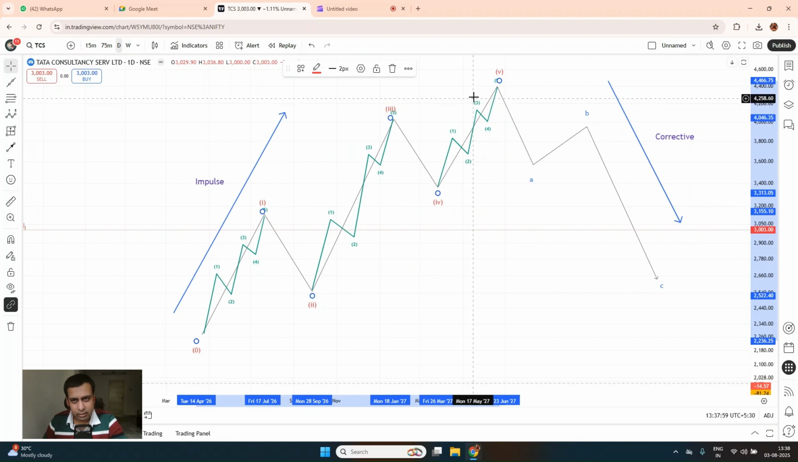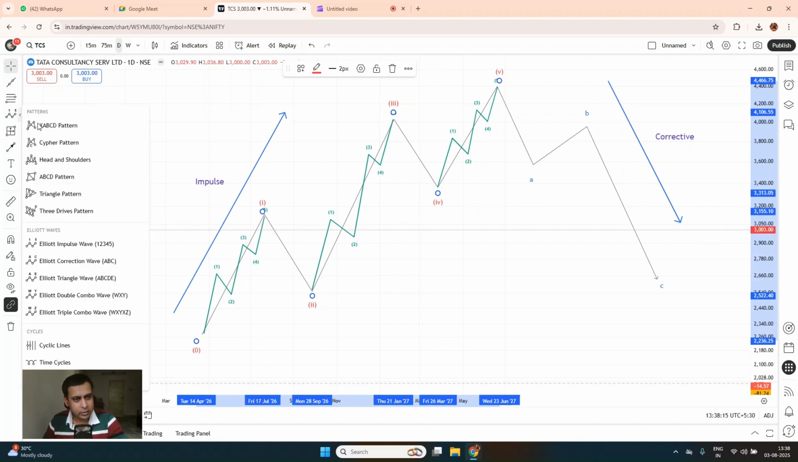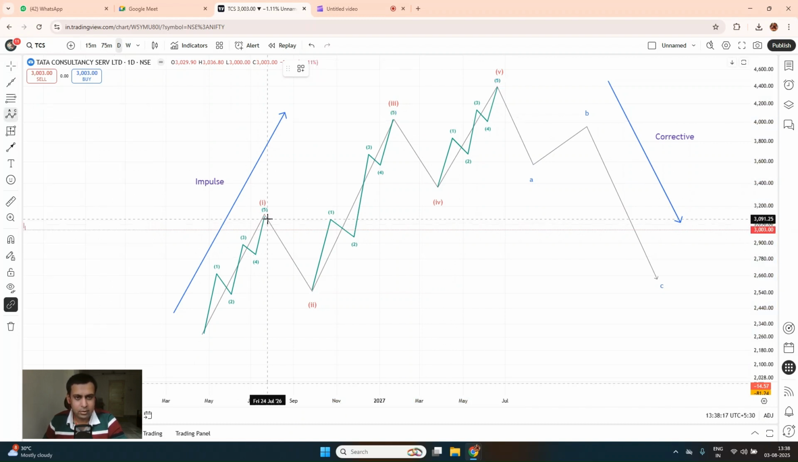Even within this impulse wave, we'll have five waves in wave one. So wave one will have 1, 2, 3, 4, 5. Wave three will also have 1, 2, 3, 4, 5. And similarly, wave five will also have 1, 2, 3, 4, 5. The waves 2 and 4 in this impulse are actually corrections. Don't get confused. Just hold on for a minute. Hear me out.